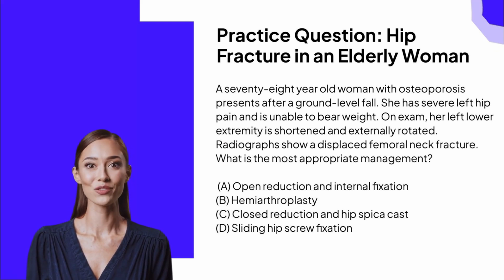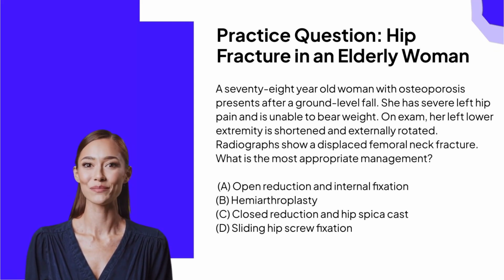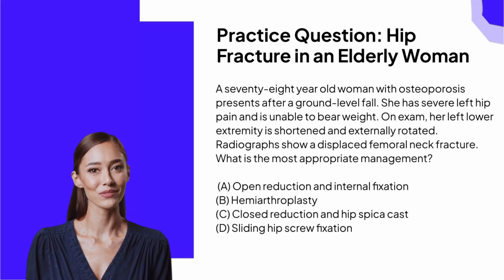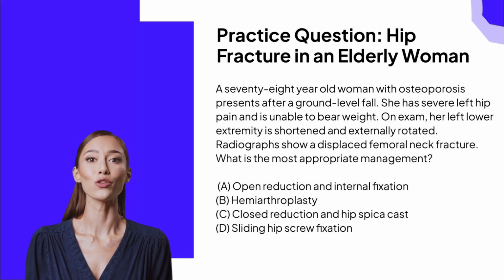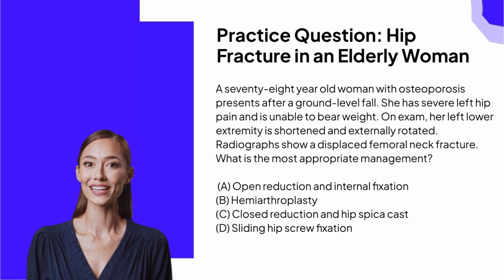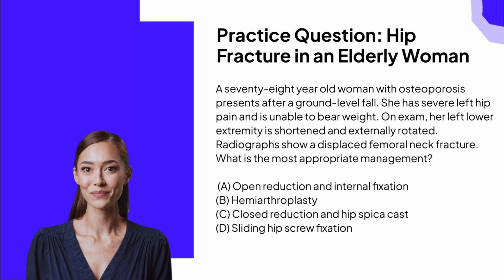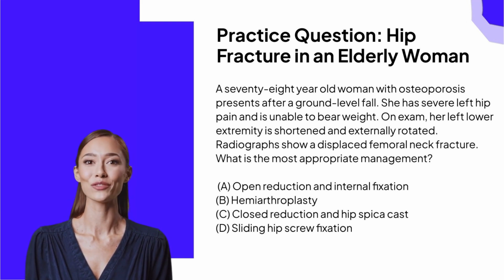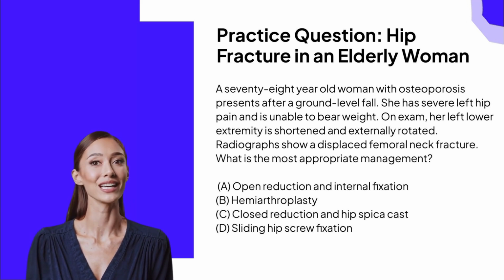A 78-year-old woman with osteoporosis presents after a ground-level fall. She has severe left hip pain and cannot bear weight. Her left lower extremity is shortened and externally rotated. Radiographs show a displaced femoral neck fracture. What is the most appropriate management? Take a moment to think about this before we walk through the answer on the next slide. Remember to focus on the fracture location and whether it is displaced.